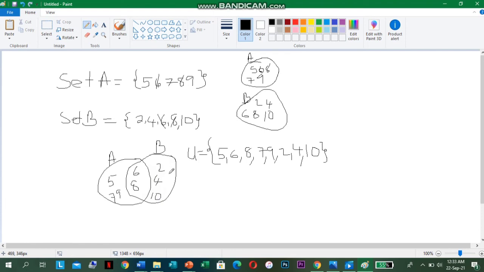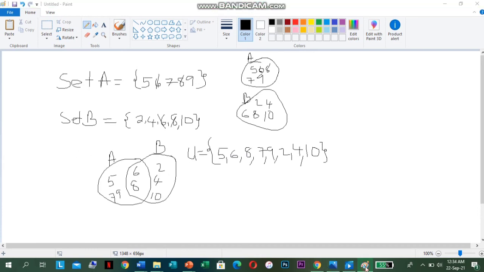Those are subsets now of the universal set. All of these numbers are the subsets of the universal set, because these numbers that are in A and B can be found in the universal set. So they are subsets of the universal set. So we represent the universal set now according to the definition.